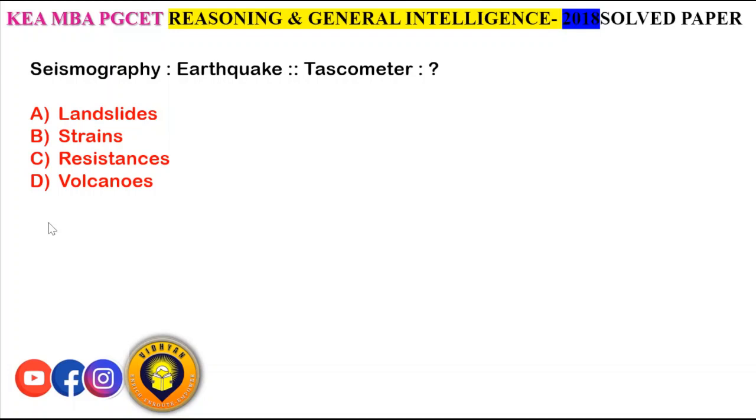Seismography is used to measure earthquakes. Tachometer is used to measure strains.